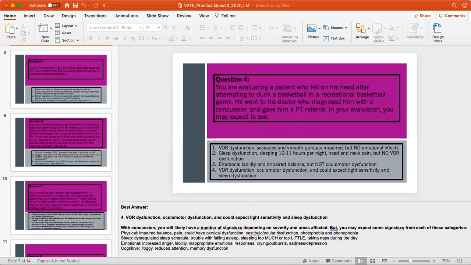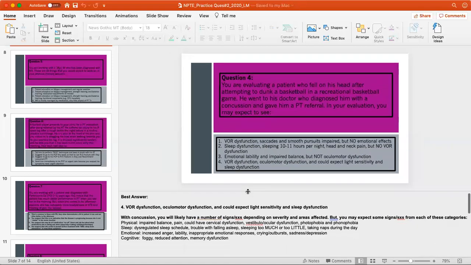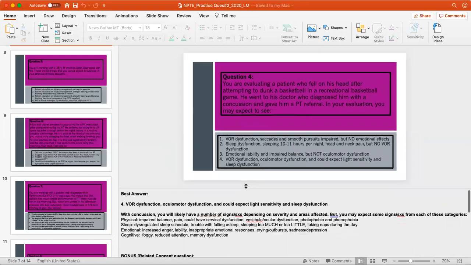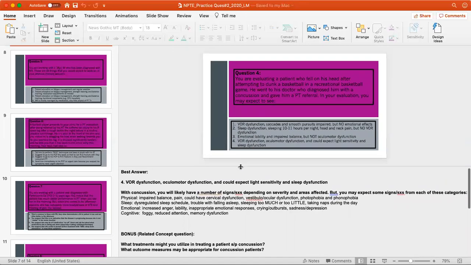And these are some other impairments that you might expect from concussion in those 4 categories. Do you mind hold on for just 1 second so I can hand this baby off to somebody else? Thank you.